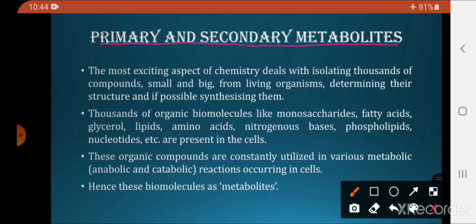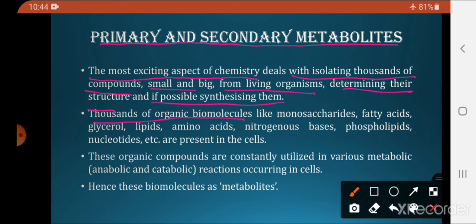मेटाबोलाइट्स. The most exciting aspects of chemistry deal with isolating thousands of compounds, small and big, from living organisms, determining their structure and if possible synthesizing them. So जो most important challenge है chemistry की क्या है कि to isolate the various compounds which are present in the living organisms. These compounds may be smaller, they may be bigger, etc. Not only that, we need to determine their structure and if possible to synthesize them.